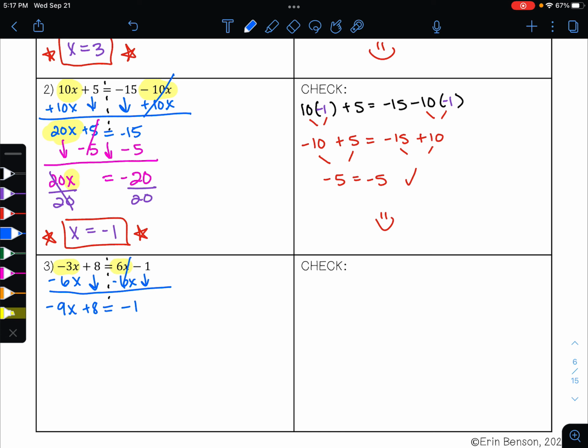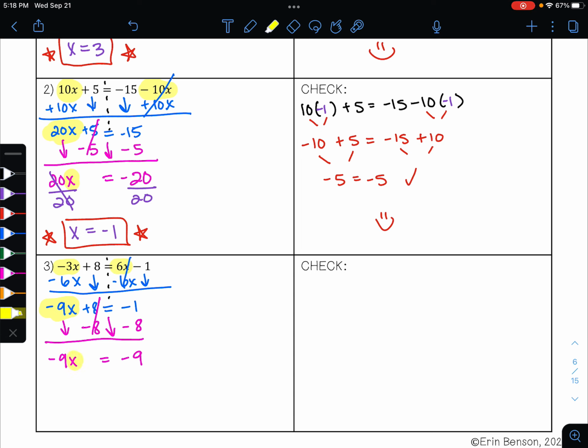Now I only have one term with a variable. I want to get that term alone. I need to move this 8 to the other side. How do we undo addition? Subtraction. And so I'll bring down my negative 9x. 8 minus 8 is 0. I'll bring down my equal sign. Negative 1 minus 8 is negative 9.